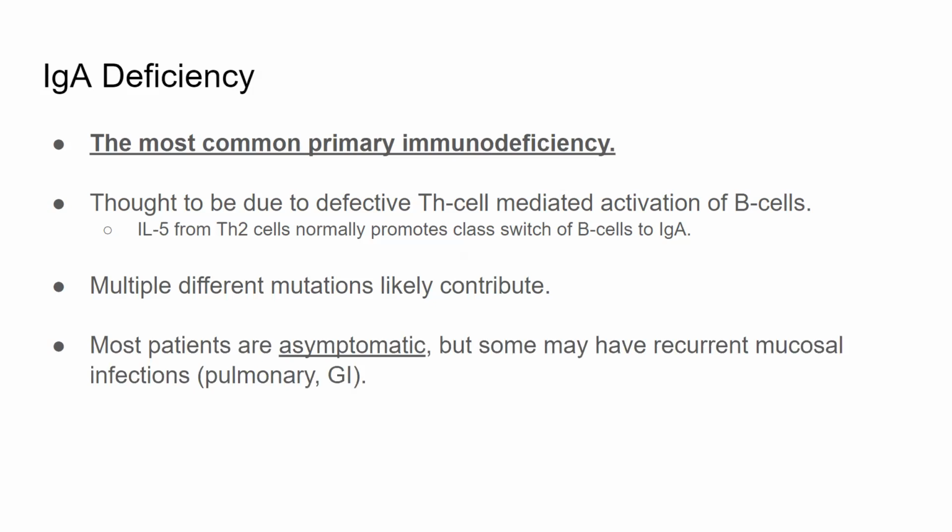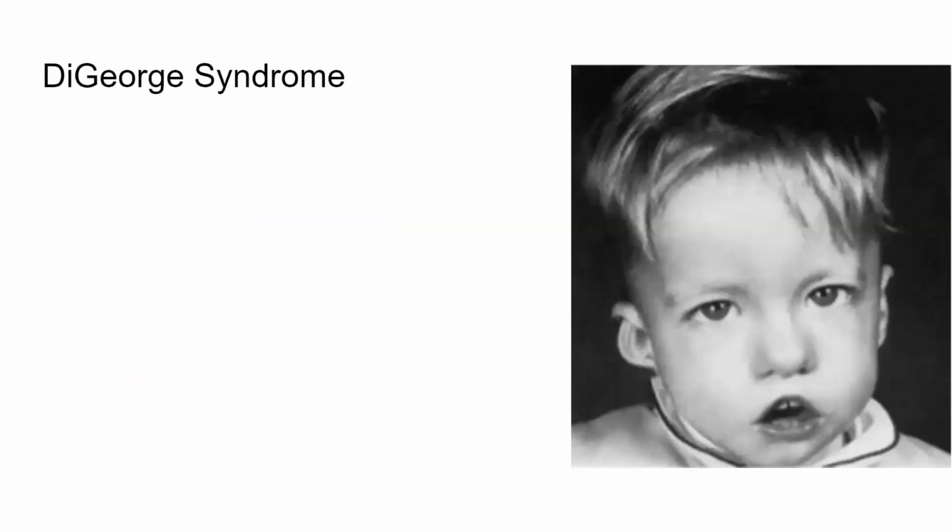Most patients are asymptomatic with this, but if you do have symptoms, it'll probably be along the lines of mucosal infections, which should make sense, right? Because IgA is sitting in your mucosa, protecting you from stuff. Pulmonary and GI infections are two big ones. Treatment is antibiotics if you get infections. There really isn't too much beyond that.